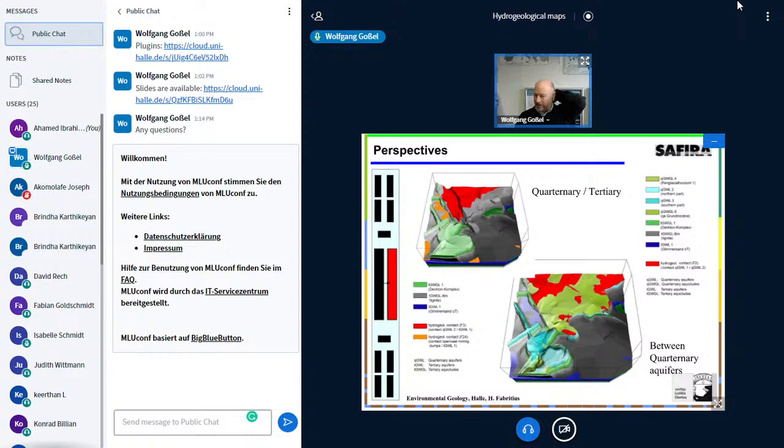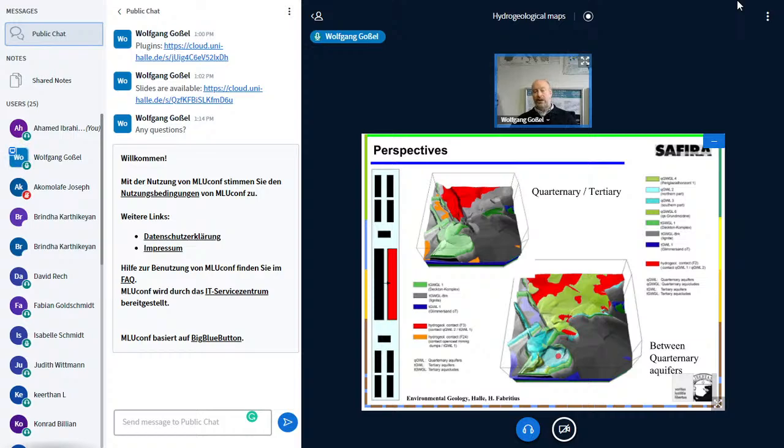Here you see in red the hydraulic connections between different aquifers. Here between the quaternary, above this red area, and the tertiary below this red area, we have no aquifuge in between. All around here we have it, and the same between two quaternary aquifers and so on.